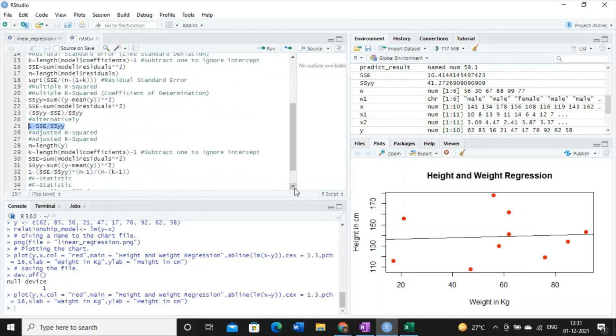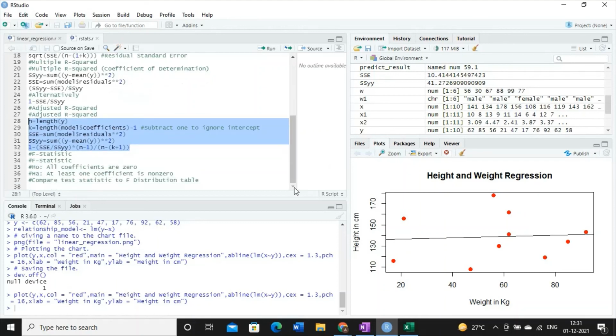And then you have to find out the adjusted R square. So what is the meaning of adjusted R square? R square error, residual standard error we have already considered, and here you have to just check the formula for how we can calculate the adjusted R square error. Here we are using the same concept of subtracting 1 in order to ignore the intercept.